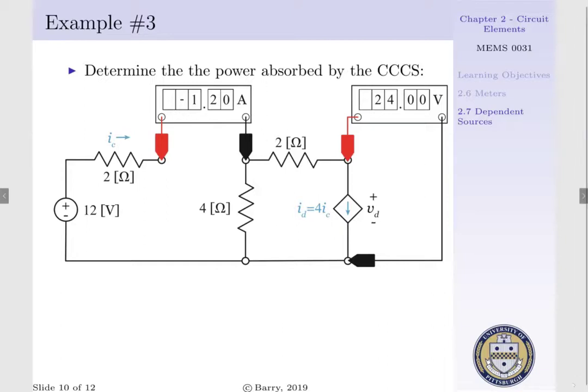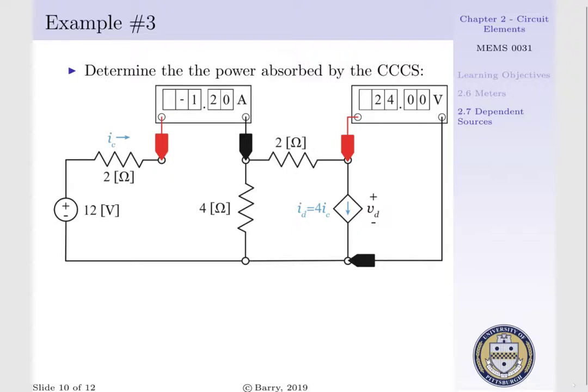Moving on to example 3, we want to determine the power absorbed by our CCCS. In the circuit below, we have a 12 volt ideal source providing a potential to the circuit to our right. In between the node of our 2 ohm and our 2 and 4 ohm resistors, we have an ammeter that is measuring a current, I sub C, flowing through said short circuit of minus 1.2 amps.